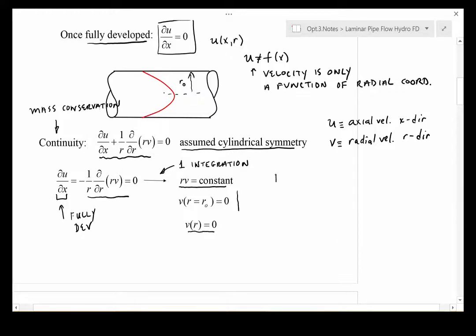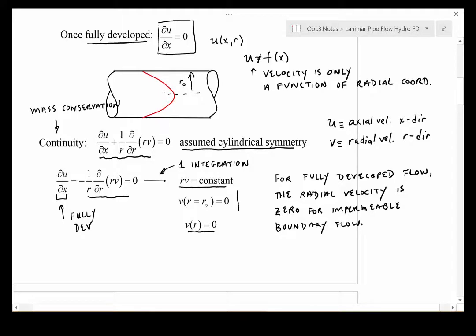It says that for fully developed flow, and again, this is hydrodynamically fully developed as compared to thermally fully developed, so we're only interested in the momentum equation at this point, the radial velocity is 0. And this is in an impermeable, non-porous wall where there's no transpiration.